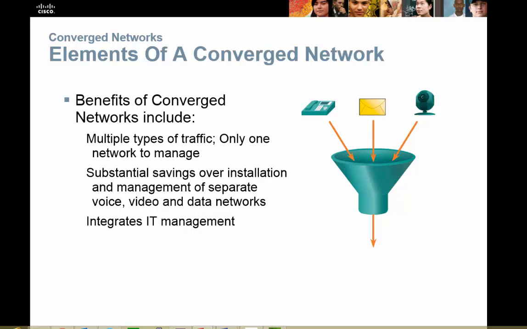And some of the benefits of this converged network include multiple types of traffic. Only one network has to be managed at a time, and there are sustainable savings over installation and management of separate voice and video and data networks. And it integrates our IT management. We have to have fewer people to cover more devices and more services.